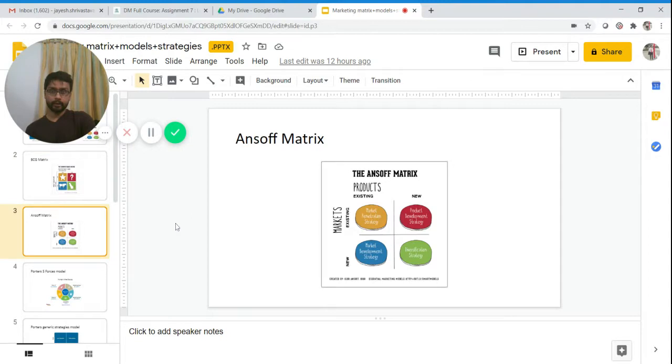Next, we are going towards the Ansoff matrix. It's a matrix between existing and new markets and existing and new products. It tells us which factors we should consider and which strategy we should implement while introducing a product, or before venturing into a new market.